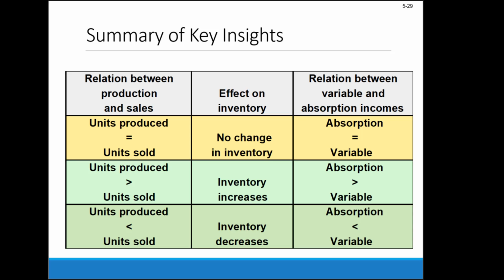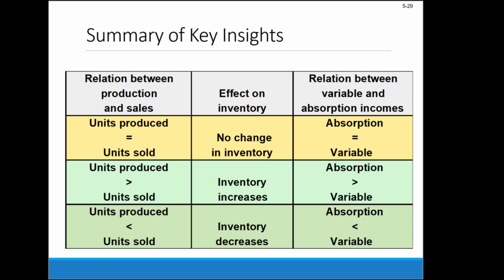If the units produced is greater than the units sold, that means we're increasing inventory. So income under absorption costing will be higher than it is under variable costing because we'll be deferring some of that fixed overhead cost in inventory.